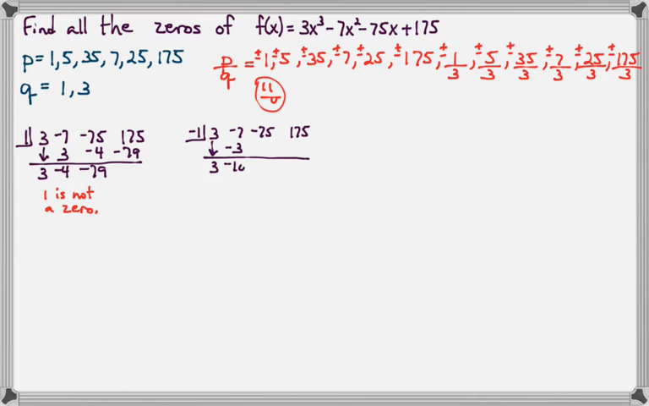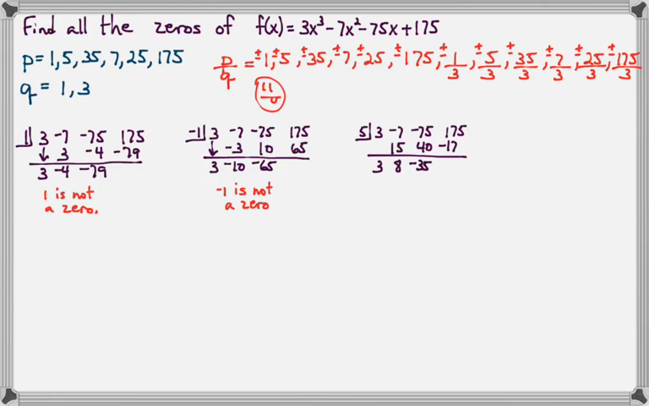Let's do it with negative 1. And see, again, I can see that this is not going to add up to 0, so I'm going to stop and just cut my losses and go on to the next one. Well, 1 didn't work, negative 1 didn't work. Let's see if 5 works. 5 works. So 5 is a 0.